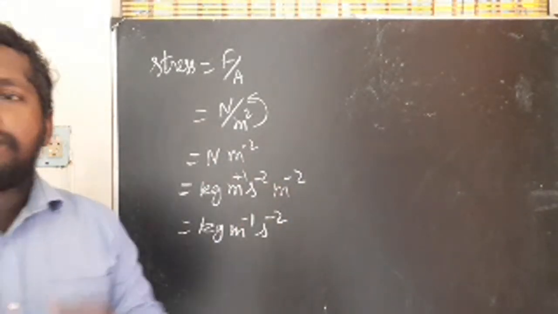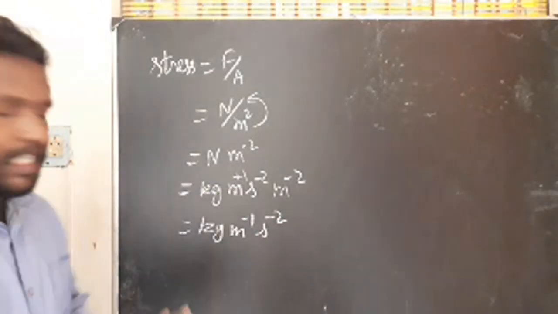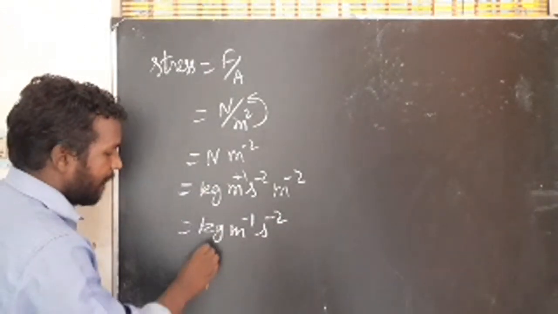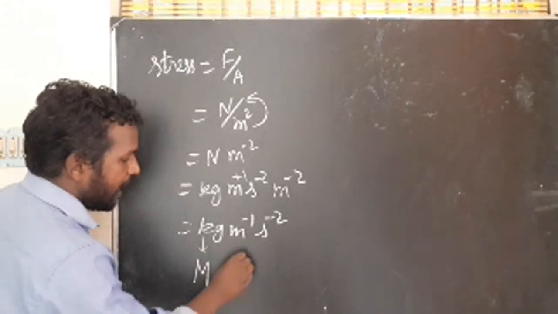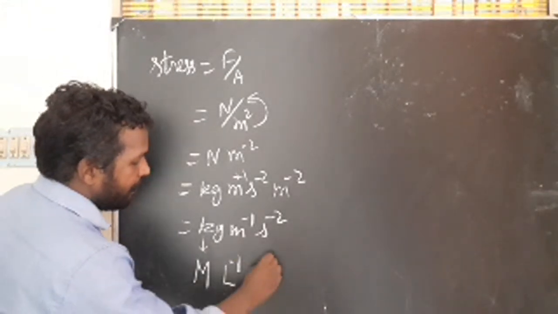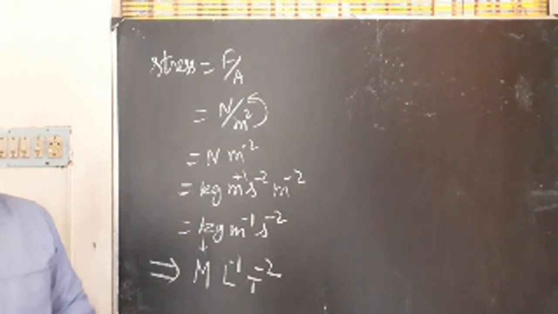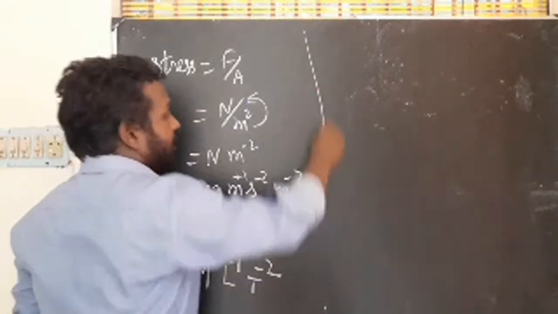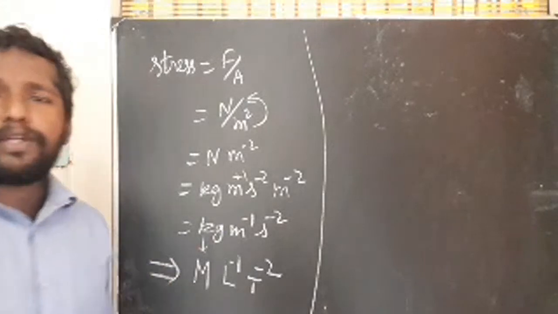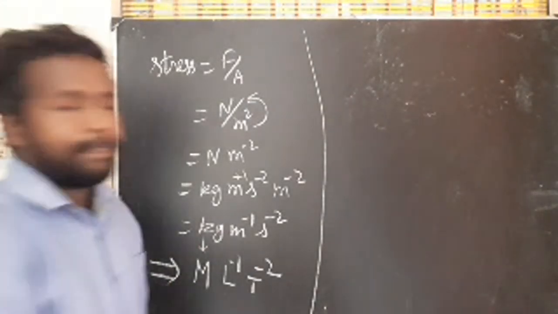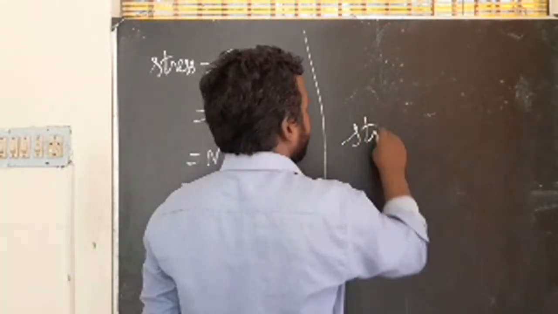Now what is the dimensional formula for stress? It is M for mass, L for length, and T for time power minus 2. It is the stress dimensional formula. Okay, next one is strain. All these formulas we are going to learn in the upcoming days. The next one, strain.